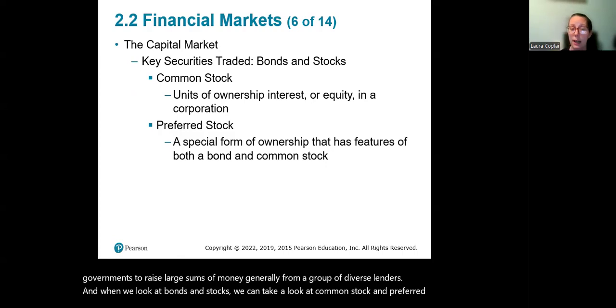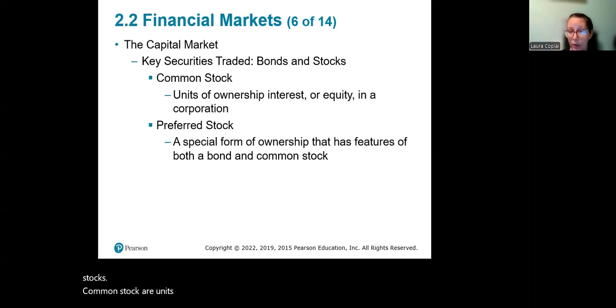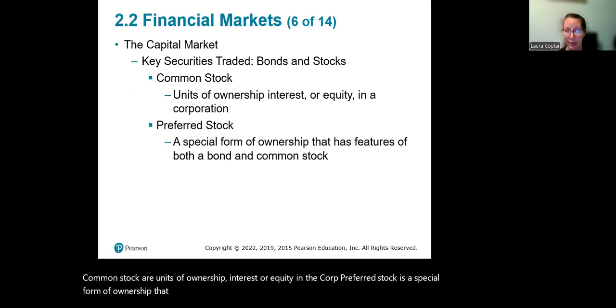And when we look at bonds and stocks, we can take a look at common stock and preferred stock. So common stock are units of ownership, interest, or equity in the corporation. Preferred stock is a special form of ownership that has features of both bonds and common stock.